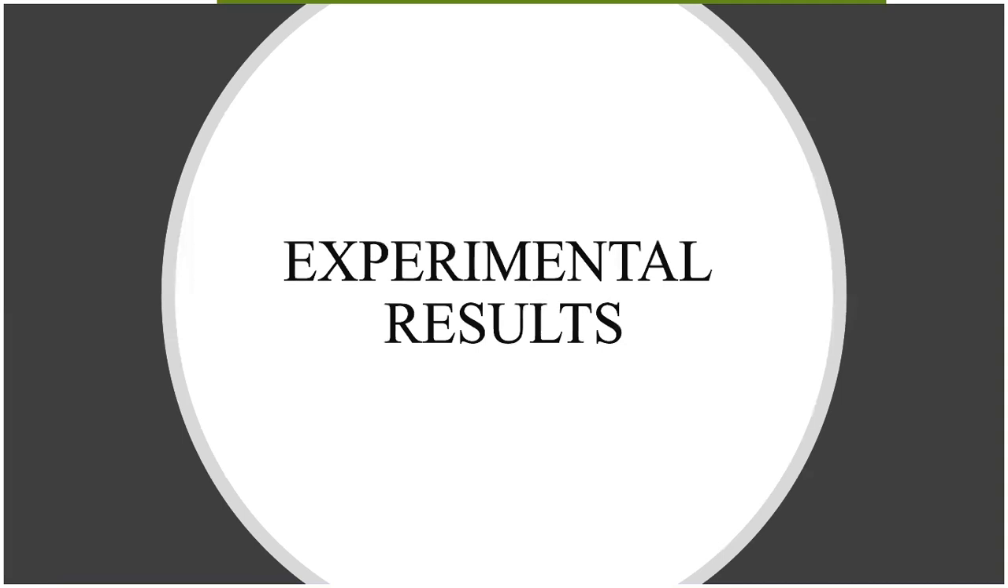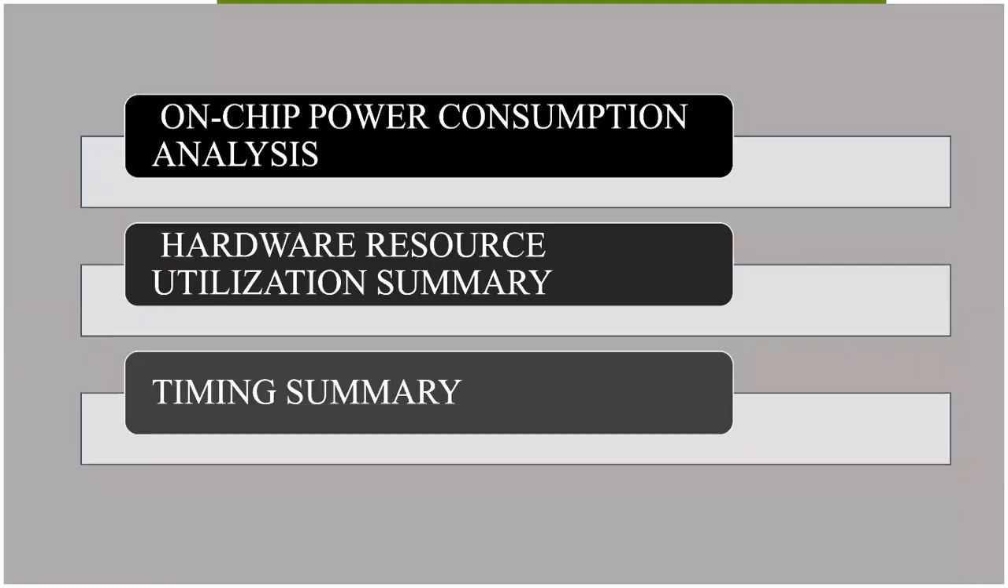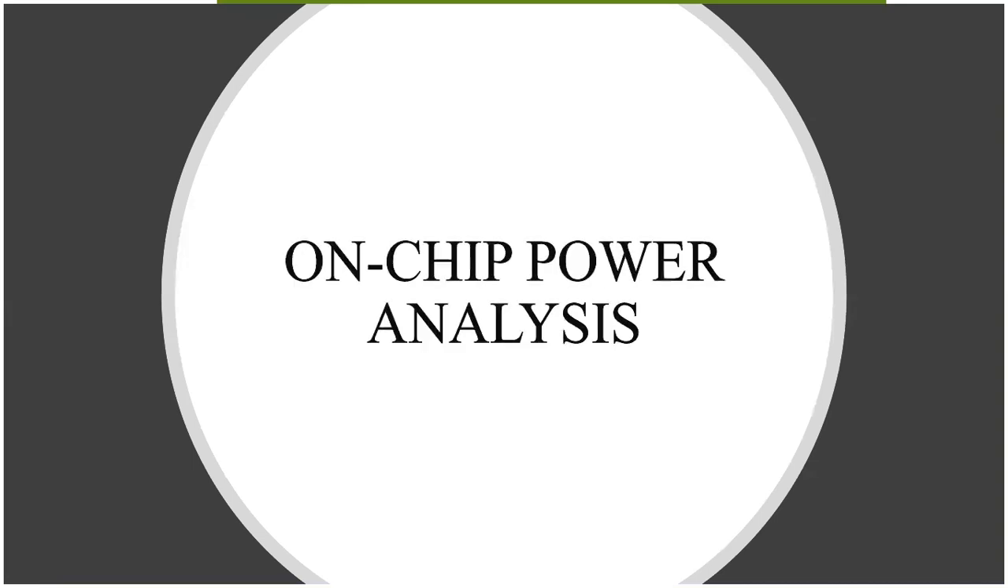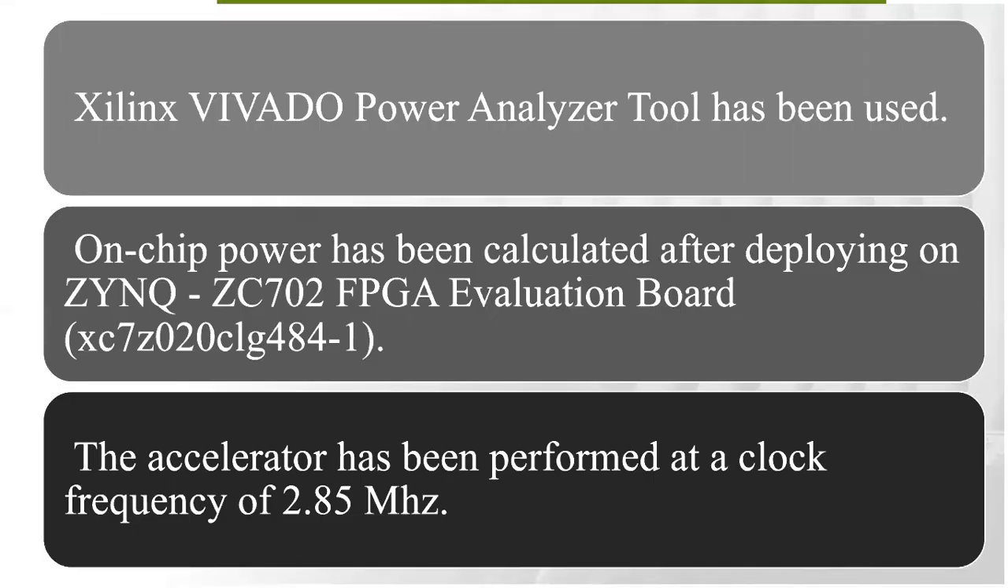Regarding the experimental results for our hardware accelerated design, we have divided our results into three parts: on-chip power consumption analysis, FPGA hardware resource utilization summary, as well as the timing summary. For the on-chip power analysis, we have used the Xilinx VIVADO power analyzer tool. This on-chip power has been calculated after deploying our hardware accelerator on the Zynq ZC702 FPGA evaluation board. This accelerator will work at a clock frequency of 2.85 megahertz.